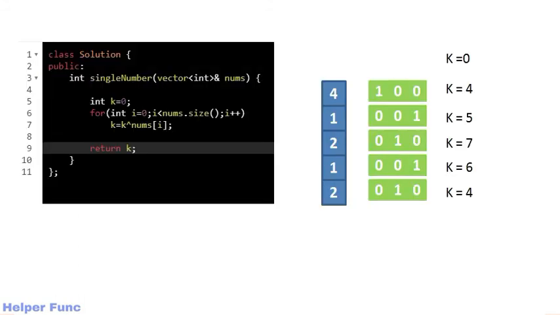Now to code this is much simpler. We declare an integer k initialized to 0, and now in the for loop, every time we will perform the XOR operation between k and the array element. And finally we will return k as our answer. Now the time complexity for this problem remains order of n, but the space complexity here is reduced to order of 1. That is, we are not using any extra space.